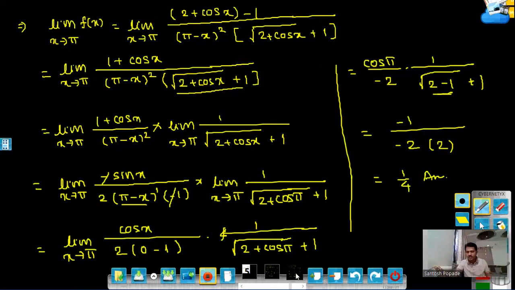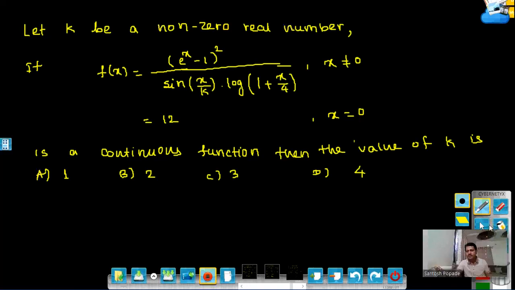Okay, we got that. Let us see now the next question, the third one. It is simple and again the same, we have to find the value of k if the given function is continuous at x equal to 0. If a function is continuous at x equal to 0, then we know that the limit of the function and the value of the function are equal, that is, limit of f of x as x tends to 0 is equal to f of 0 if a function is continuous. So let us find the limit of this function.